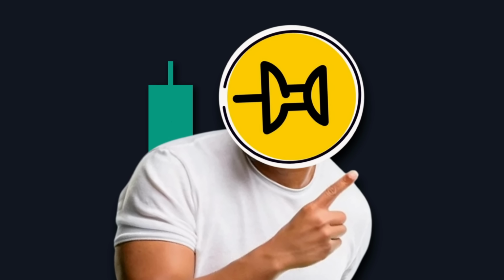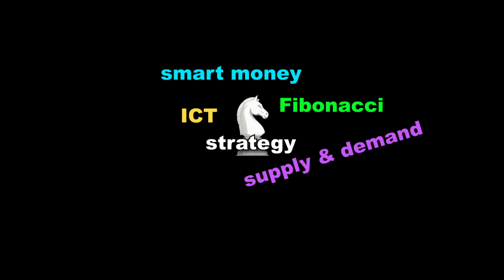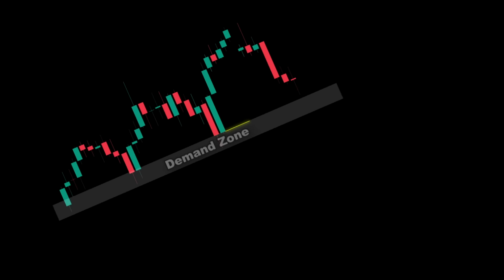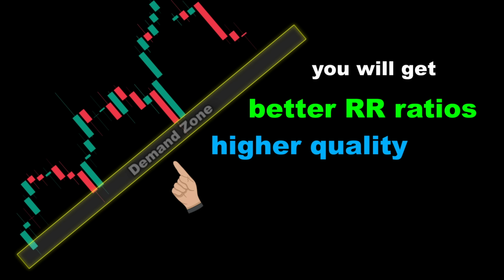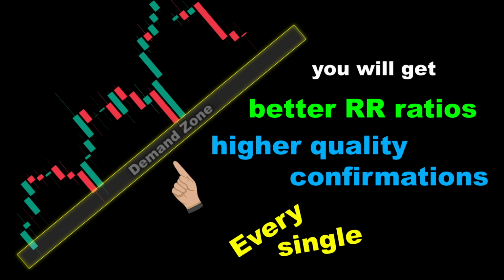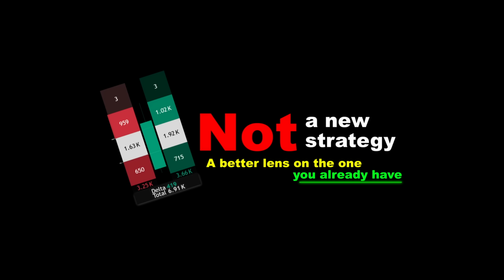Here's what I genuinely believe. It doesn't matter what strategy you're using. ICT, smart money, Fibonacci, supply and demand, doesn't matter. If you layer order flow on top of what you're already doing, you will get better risk to reward ratios and higher quality confirmations every single time. That's what footprint charts give you, not a new strategy, a better lens on the one you already have. Let's get straight to it.